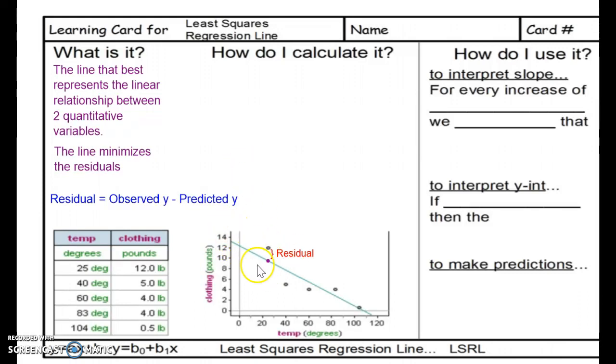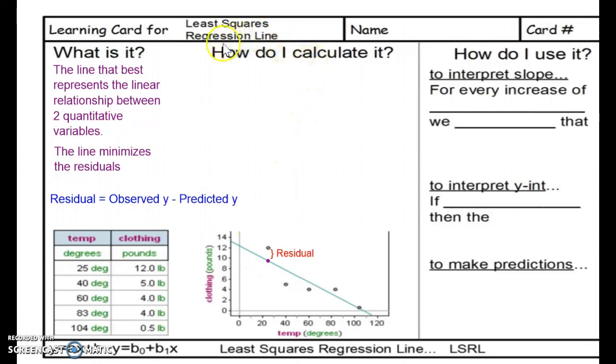Now, what the least squared regression line does, and what your technology usually does if you're using a calculator or a computer, is it minimizes these residuals. That's why it's called the least squared regression line. So it minimizes these residuals.